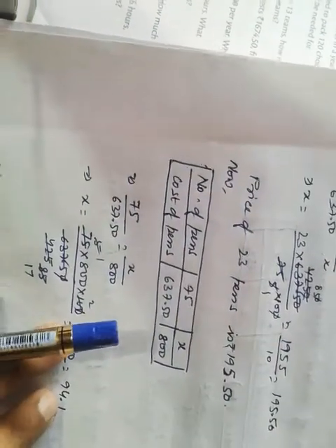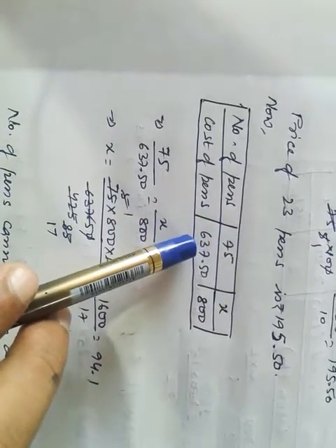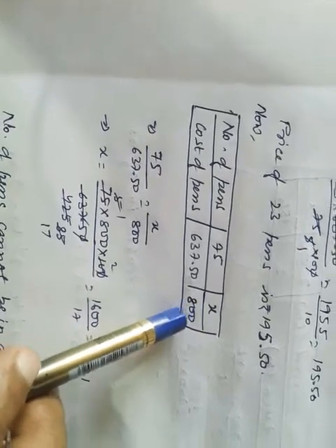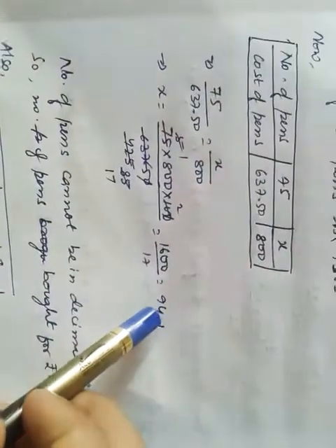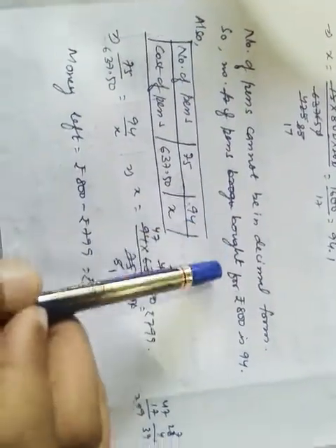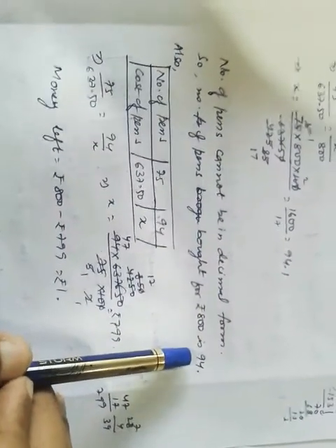Now the second part of the question asks how many pens will you buy for rupees 800. So I write here number of pens is 75, cost is 637.50 paise, x is, and cost is 800. Okay, so when I solve I get 94.1. So the number of pens cannot be in decimal form, so the number of pens bought for 800 is 94. Okay, we solved the second part of the question.